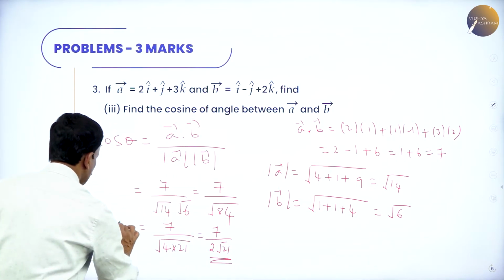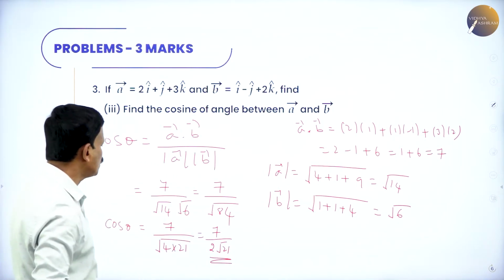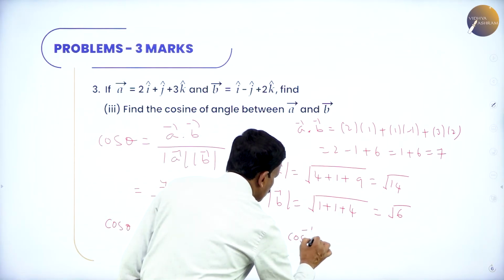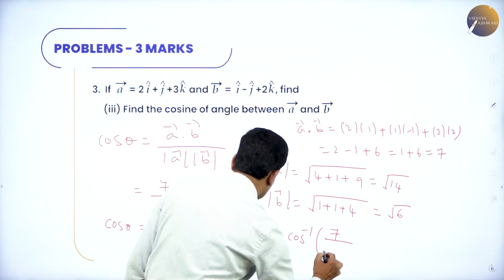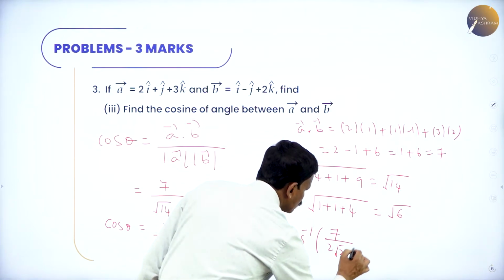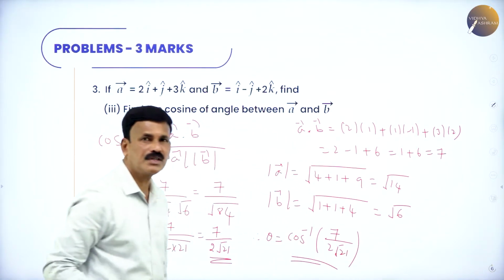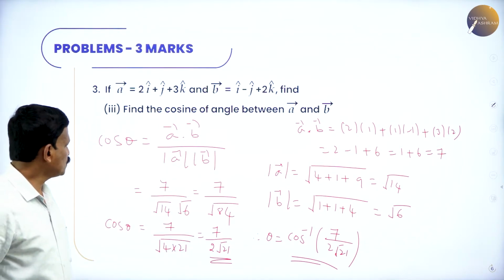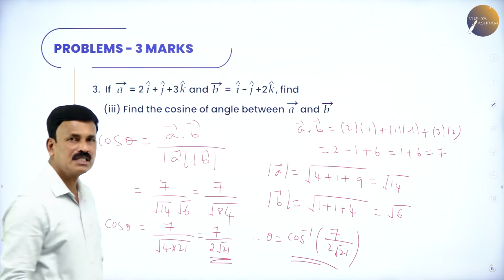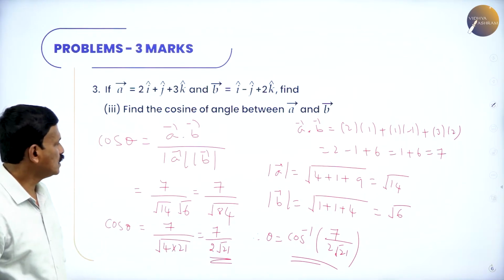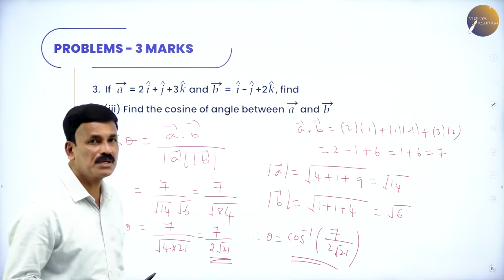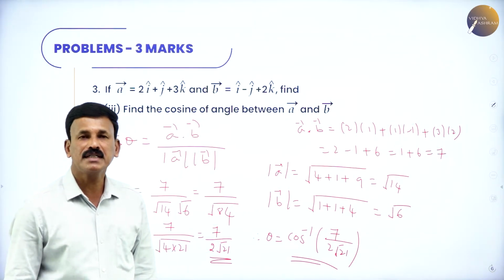So cos theta, the cosine of the angle between the vectors, is given by 7 by 2 root 21, or theta is equal to cos inverse of 7 divided by 2 root 21. This is the simplified answer. Hope you followed this. If you want, you can stop here itself, or further simplify, and you will get the answer 7 by 2 root 21. That's regarding the problems based on cos theta and the projection.